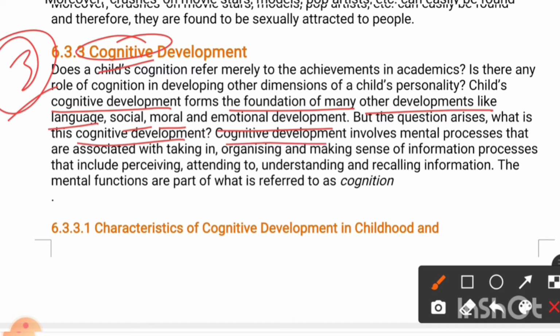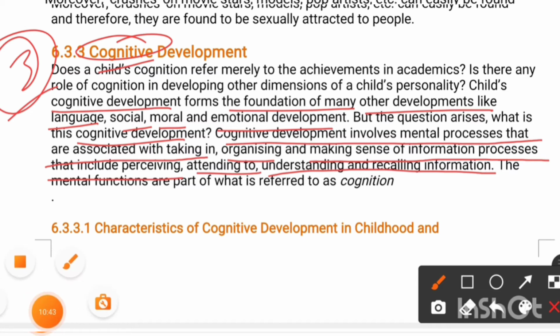Cognitive development involves mental processes associated with taking in, organizing, and making sense of information; processes that include perceiving, attending to, understanding, and recalling information. All right, let's have a look at the characteristics of cognitive development.